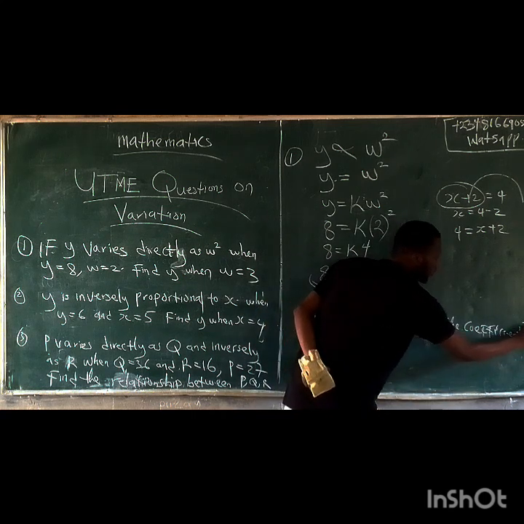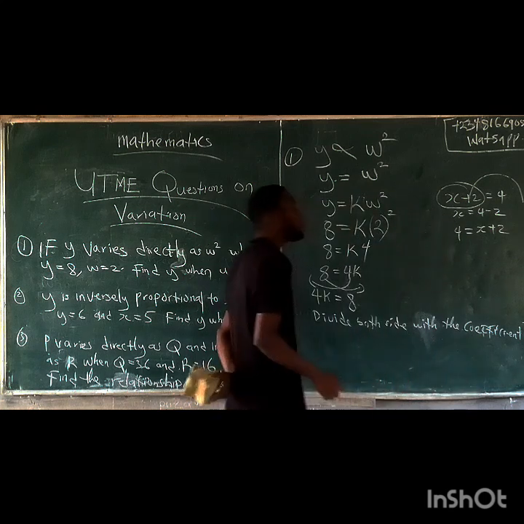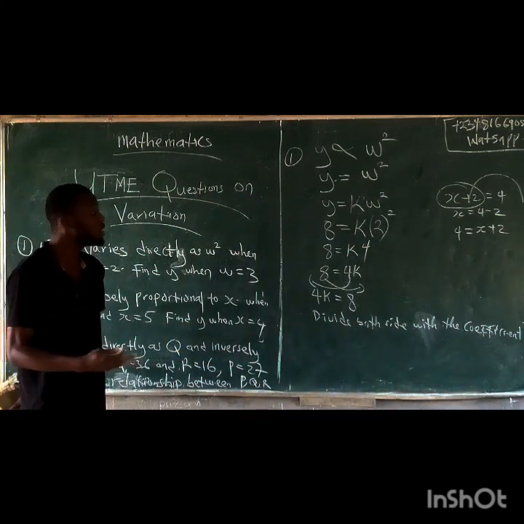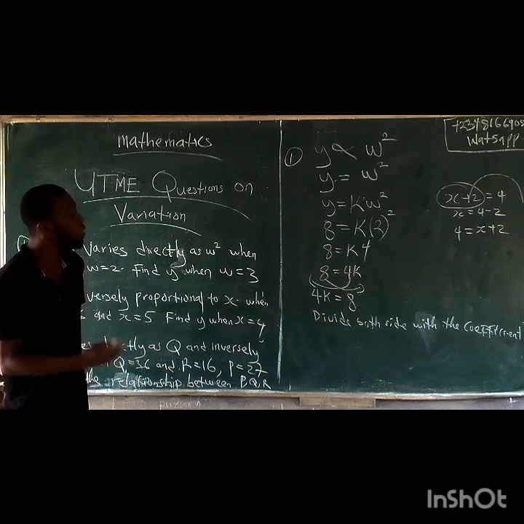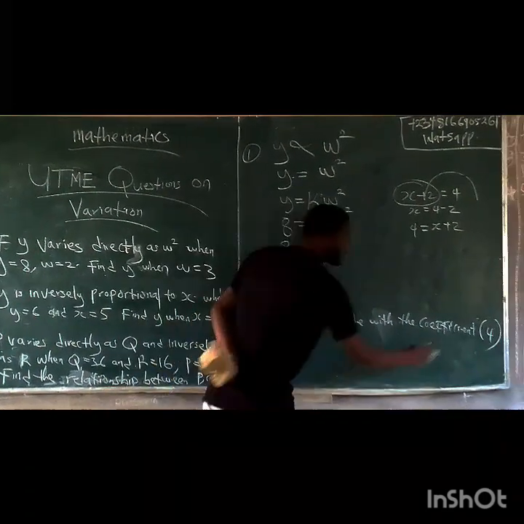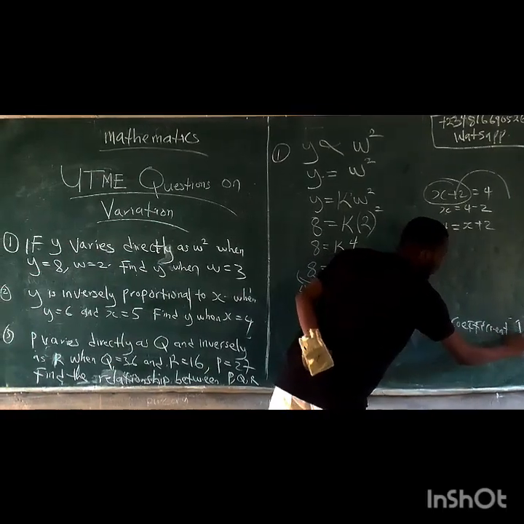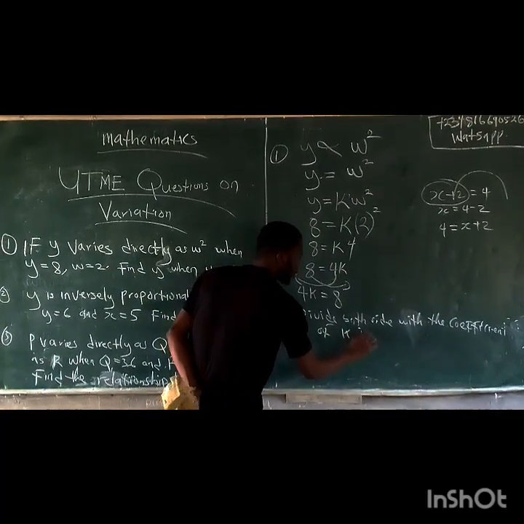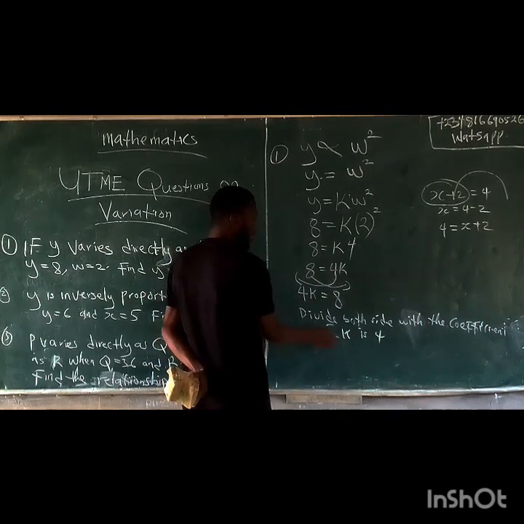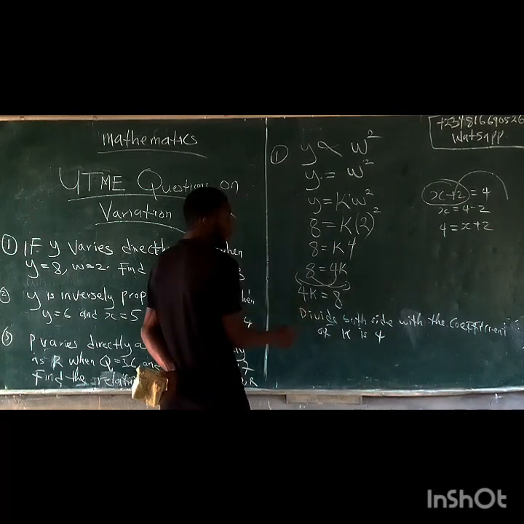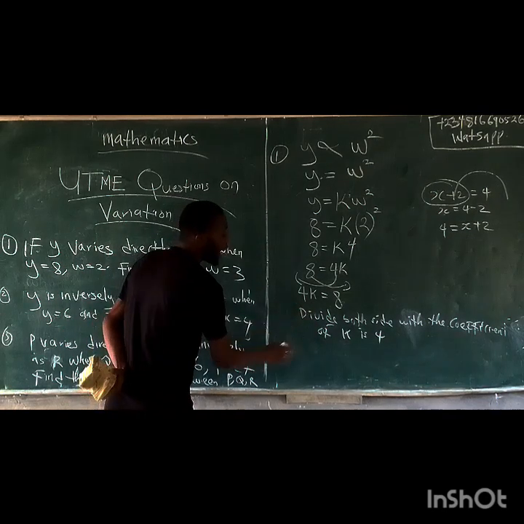So, what do we have there? What do we mean by coefficient? Coefficient is the number that is close to what you are looking for. So the coefficient of k is 4. Why is it 4? Because it is 4 that is close to the k. So now, I'll divide it by 4.